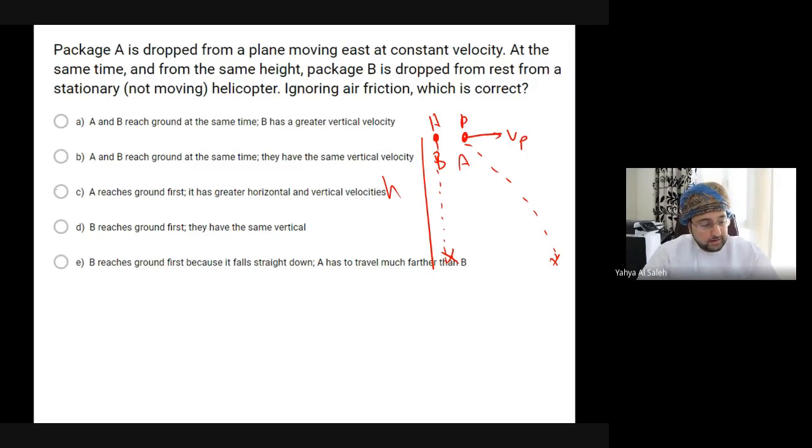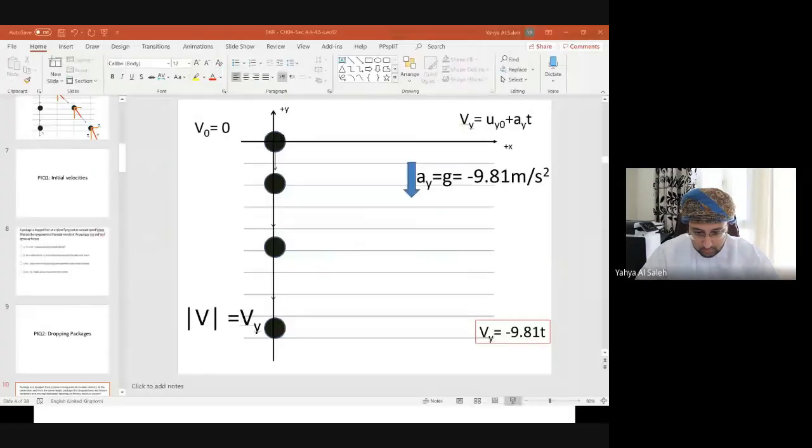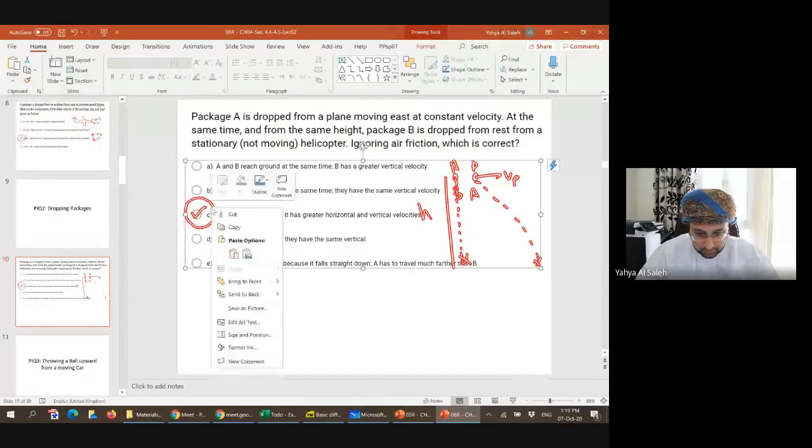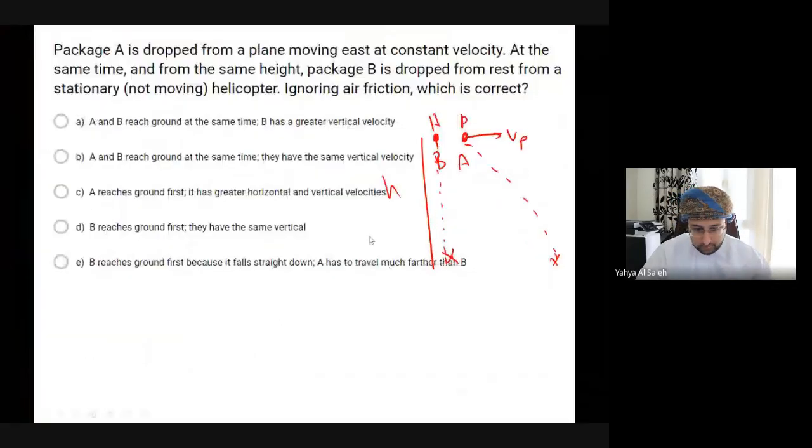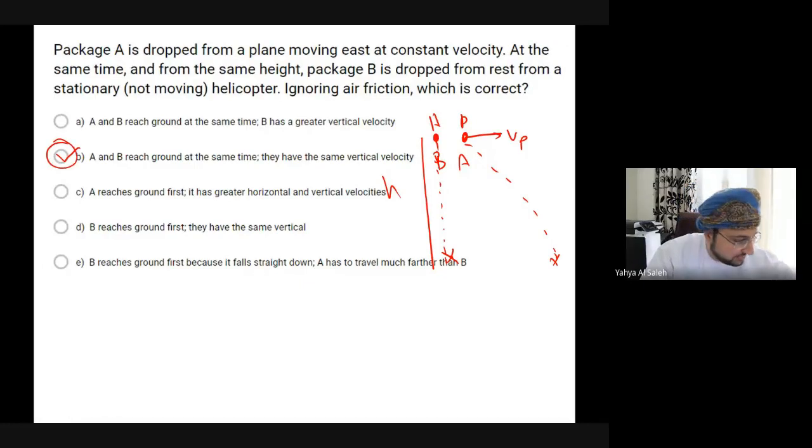So the correct answer is C. No, sorry. No. Undo. Bad. How do I undo this? Oh, okay. Here we go. Thank you. The correct answer is B. Sorry, I read it too quickly.